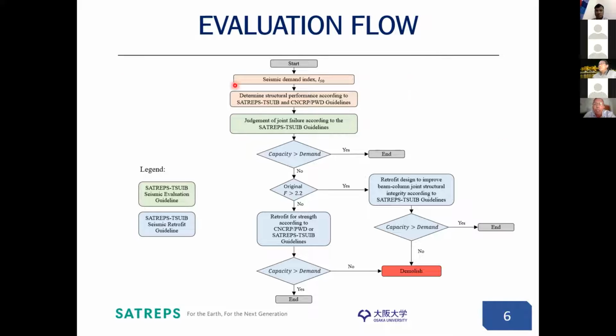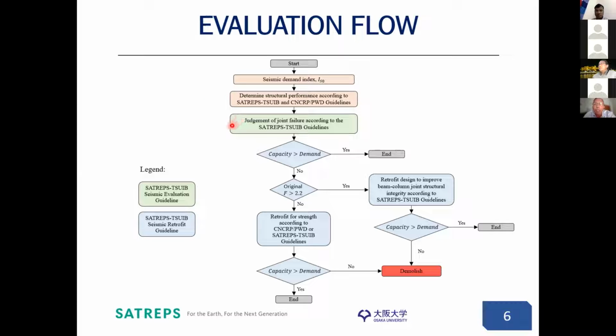And we will determine the seismic structural performance according to the SATREPS-TSUIB evaluation guideline, which was presented in a seminar last April, and also existing PWD guidelines such as CNCRP or BSPP guidelines. So those parts are already covered. In this presentation, I will not discuss this part, and I will skip over the evaluation process of that part.